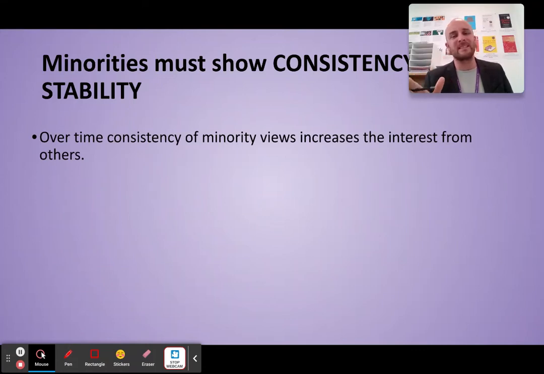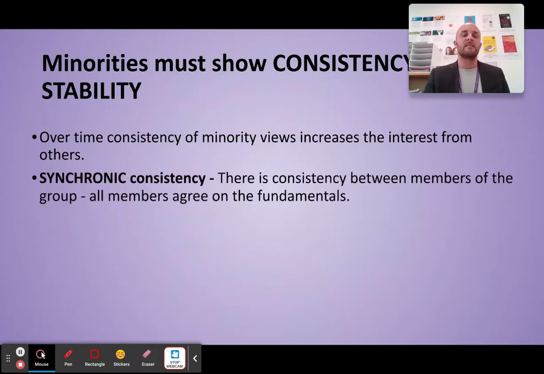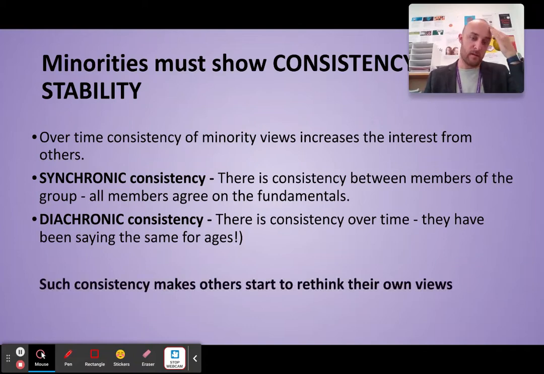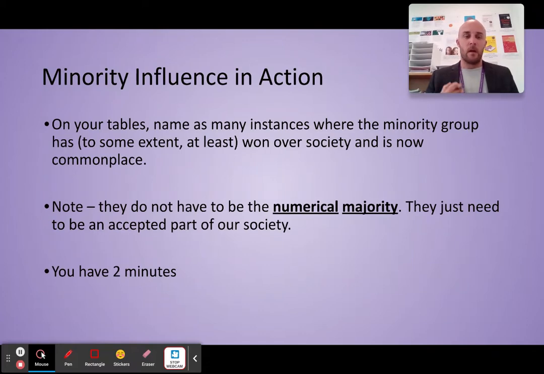When we're talking about consistency, I just want to go back to consistency a little bit. There's 2 types of consistency you need to know. Synchronic consistency is a consistency between members of the group. So everybody agrees within the group. There is a consistent opinion. Whereas diachronic consistency is you've had a consistency over a long period of time. So vegans now are saying the same as what they were 5, 10, 15 years ago, for example. So you do need to know the difference and be able to give examples of this.